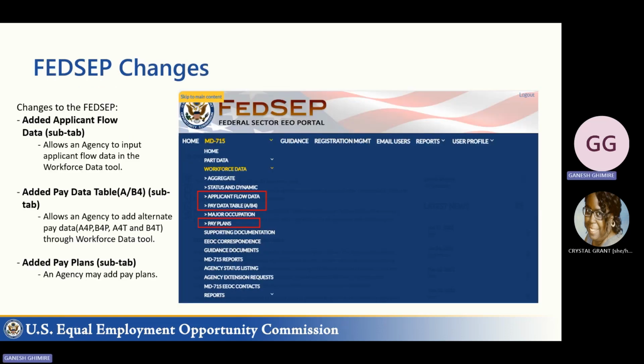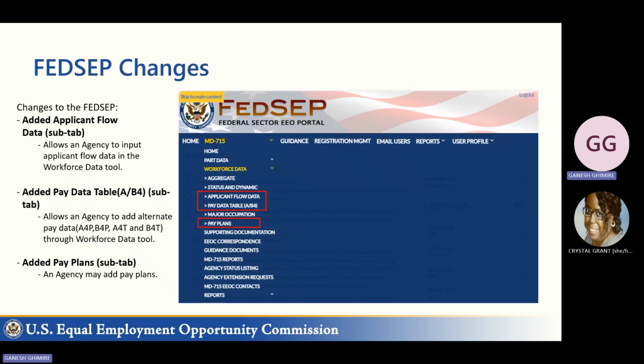FEDSEP changes. Under the MD 715 tab, subtab Workforce Data in FEDSEP, you will find 3 changes. First, you will find a new addition of an Applicant Flow Data subtab. This tab will allow agencies to input applicant flow data into the Workforce Data Tool.